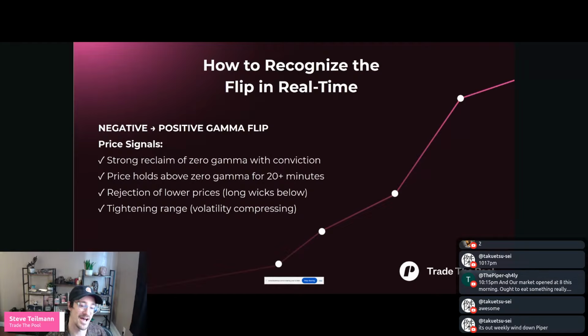So you don't have to wait for the full 20 minutes, but what you really need is a base to form. You need to find solid buyers being willing to absorb the sellers and eventually flip and take control from the sellers at this zone. So that's going to be looking like a rejection of the lower prices. So long wicks below coming back up. We love to see that. We refer to that as a failed auction down.